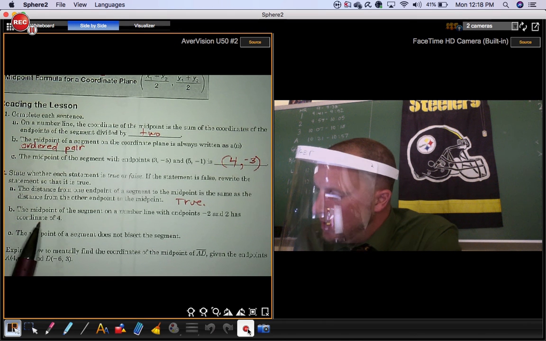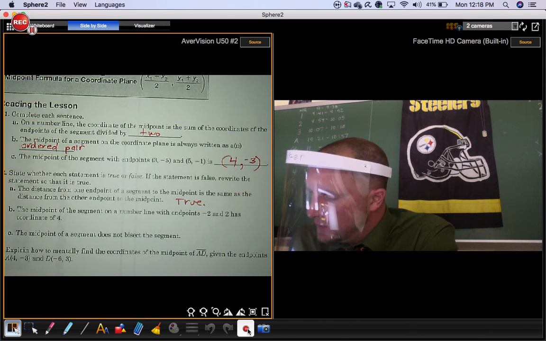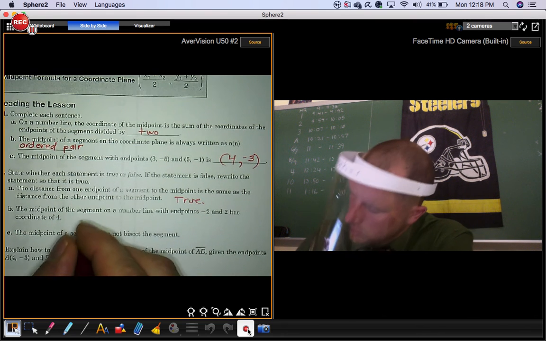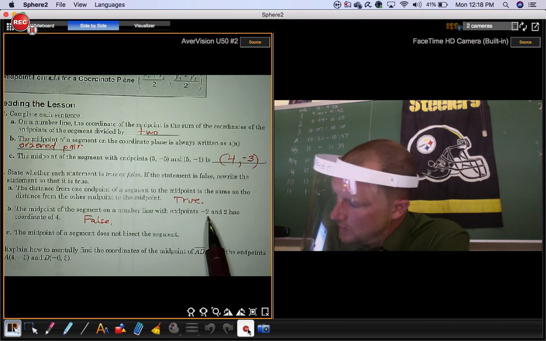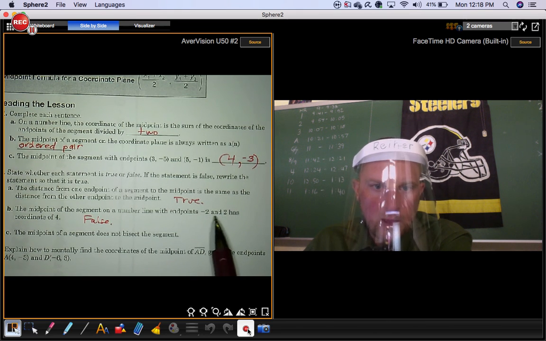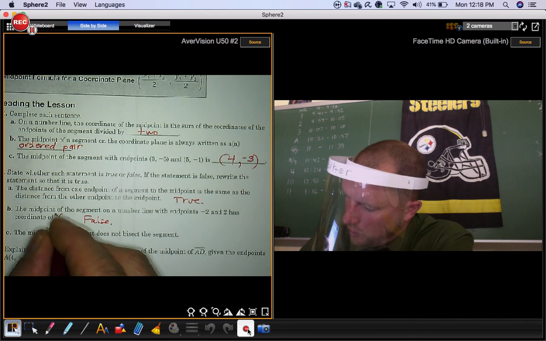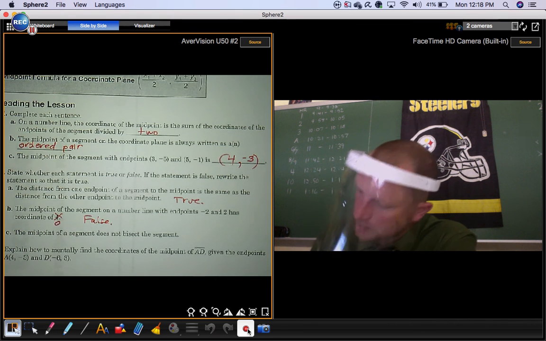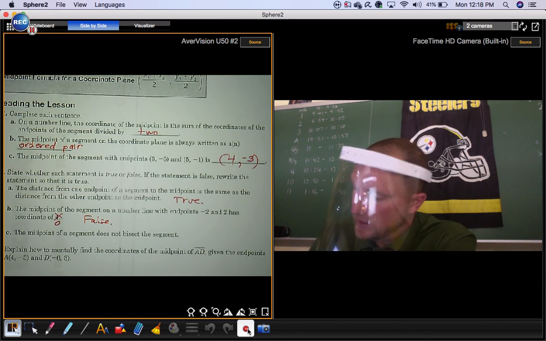Part B, the midpoint of the segment on a number line with endpoints -2 and +2 has the coordinate of 4. That's false. If these are the coordinates of your endpoint, the midpoint must be in between them. It can't be 4. 4 is bigger than 2. What's directly in between these two? 0 is. If you weren't sure, you would just add and divide by 2.